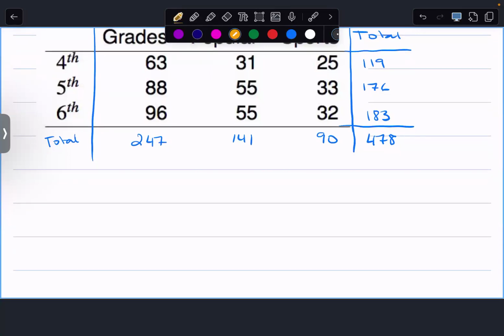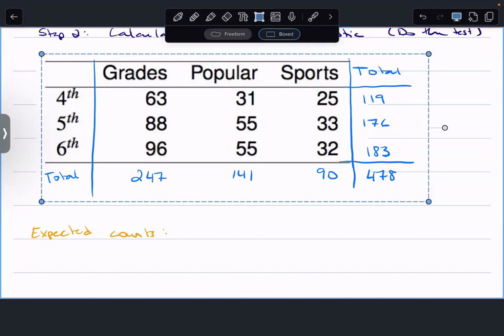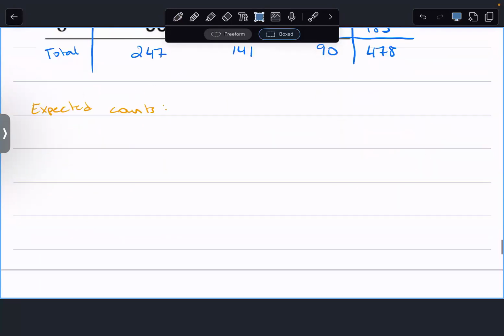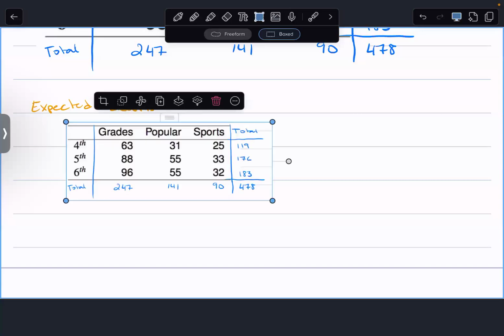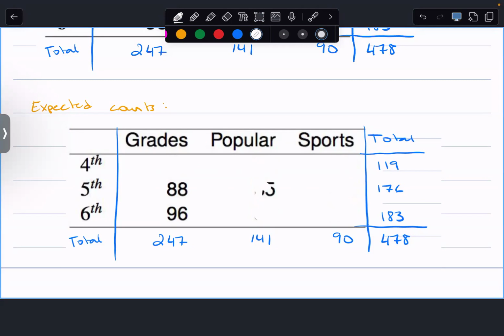Okay, now my expected counts. I'm gonna do this, and I'm gonna do something sneaky. Just color it white. That's sneaky. Nice.